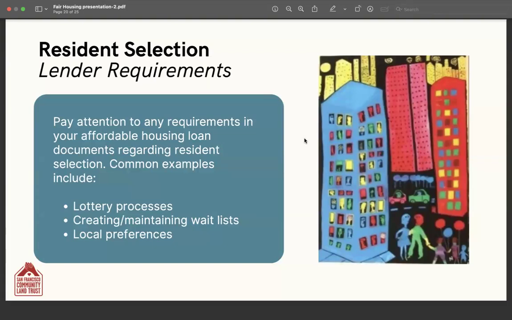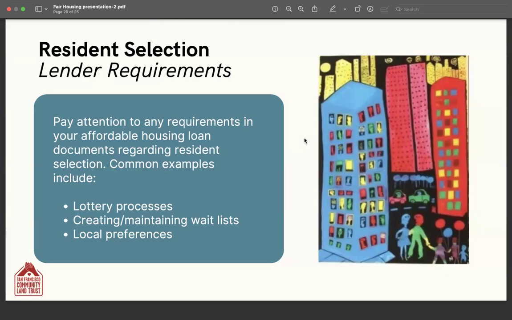And something else that's commonly mentioned are wait lists. So how you create those wait lists and how you maintain those wait lists over time, including maybe even having to reach out to people once a year on those wait lists to ask if they're still interested. So pay attention to language around that as well. And then finally, as I mentioned briefly when we were talking about applicable laws, on the local level, there are local jurisdictions, counties, towns, and cities that detail local preferences.